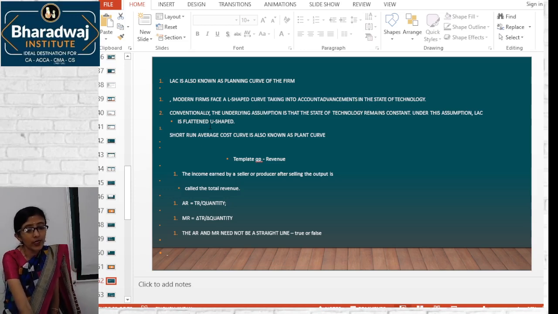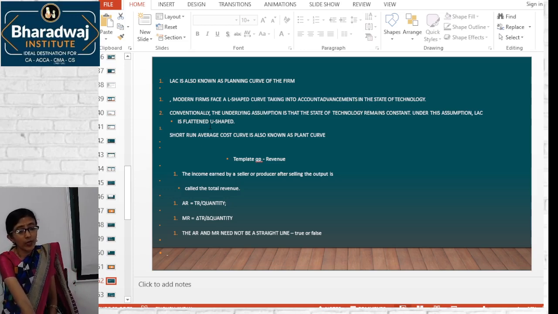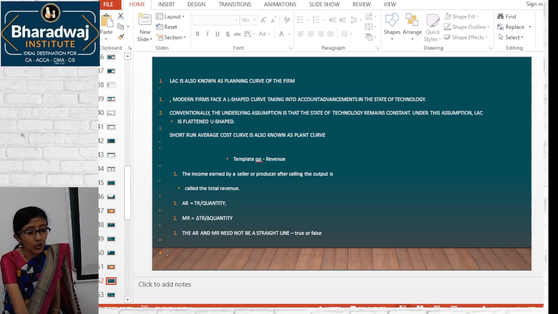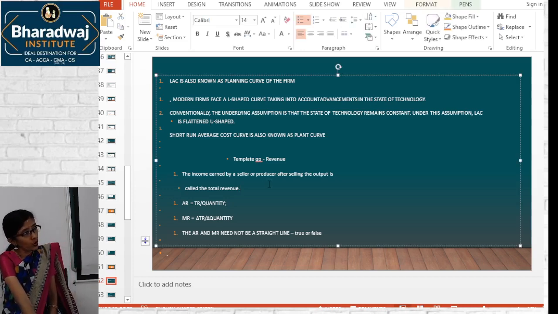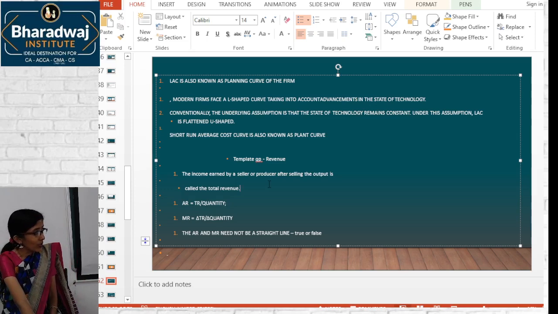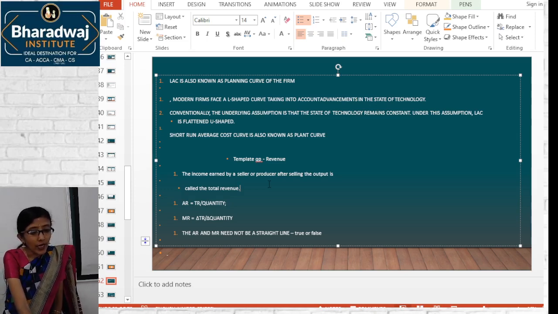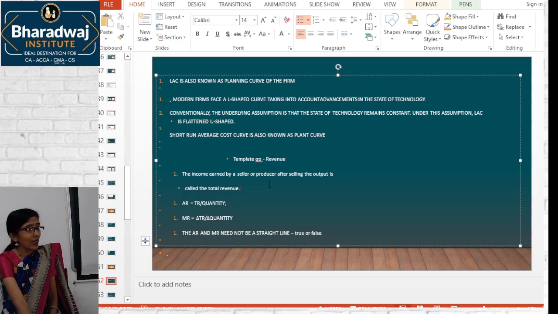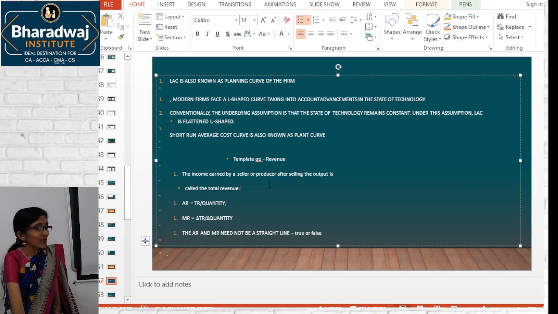Okay, under revenue, again some questions we had. The income earned by the seller or producer after selling the total output is called total revenue. The answer is TR, or total revenue. Then AR is equal to TR by Q, average revenue. And marginal revenue is delta TR by delta Q. The AR and MR need not be a straight line, true or false? Need not be a straight line is true.